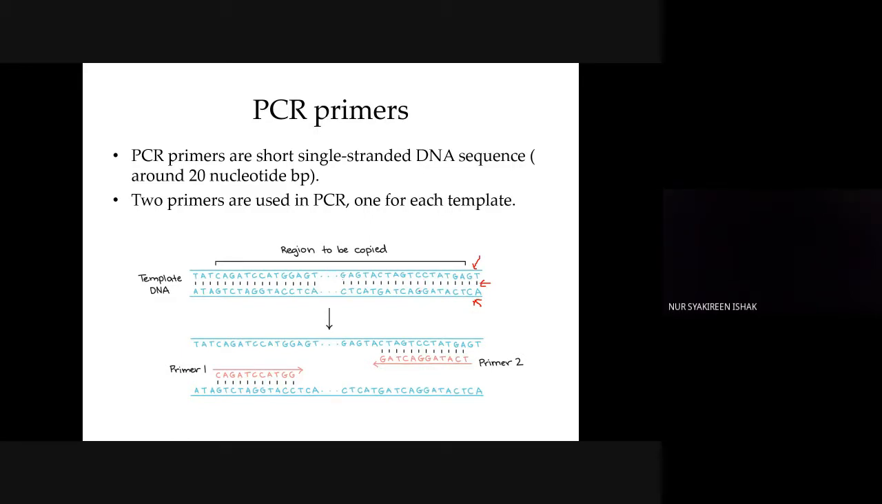So during PCR, these hydrogen bonds have to be broken. So you produce DNA templates, two DNA templates here. So when you produce two DNA templates, obviously each of the templates has to have its own primer. Okay, so the primer will start the process of replicating the DNA molecule, the original DNA molecule. Okay, so PCR primers. It is a short sequence of 20 nucleotide base pair.